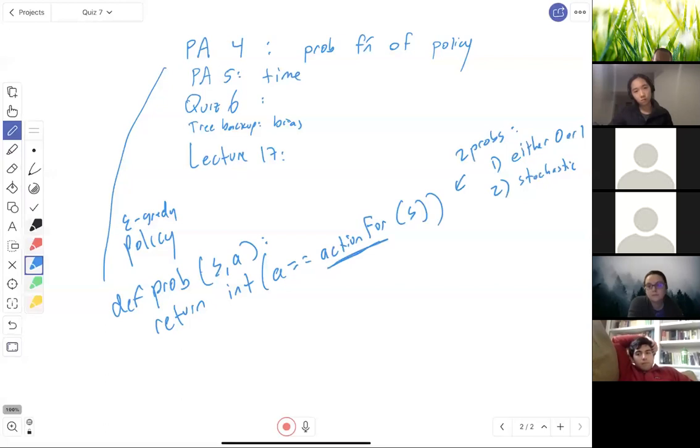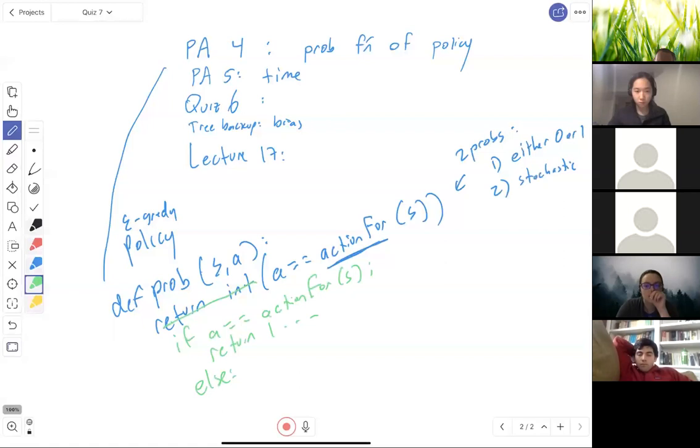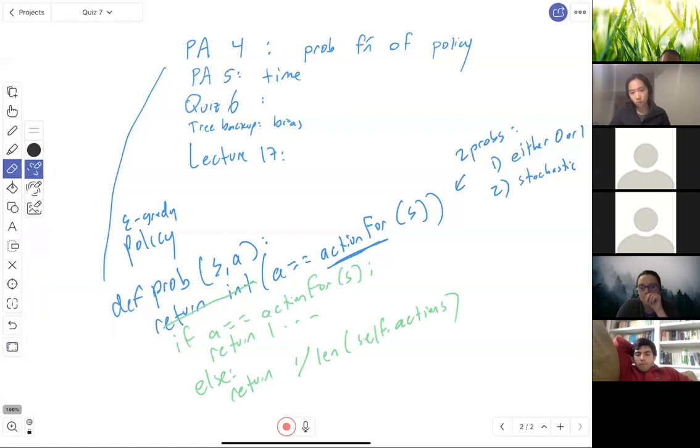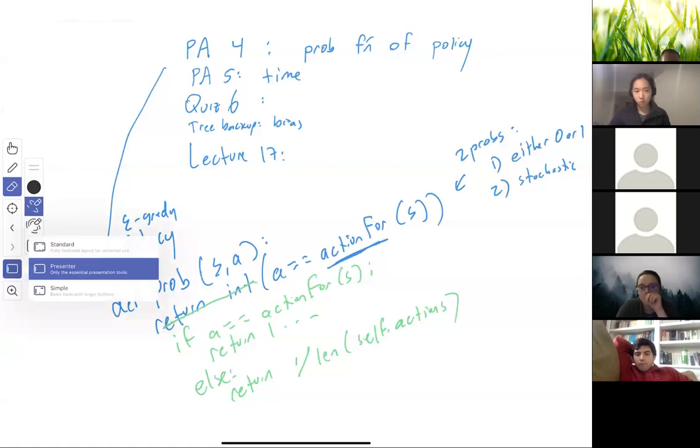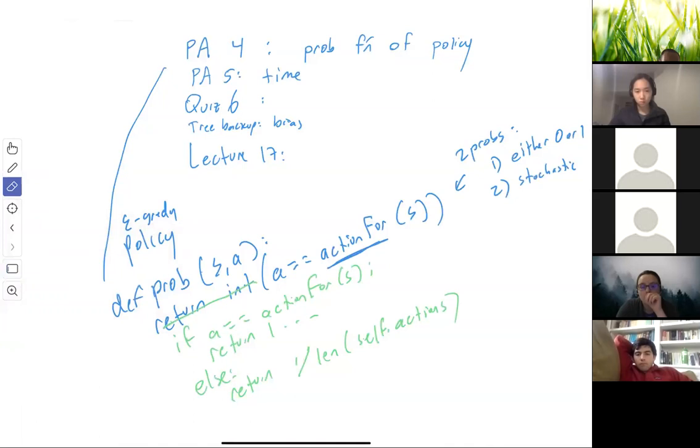A slightly better version of this would be to say something like if a equals equals action for s, then return one minus epsilon, whatever that is, some algebra there. Otherwise, return epsilon divided by the length of self.actions. Okay, epsilon over number of actions.